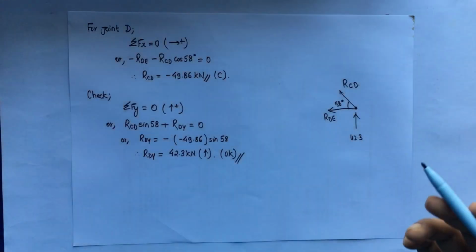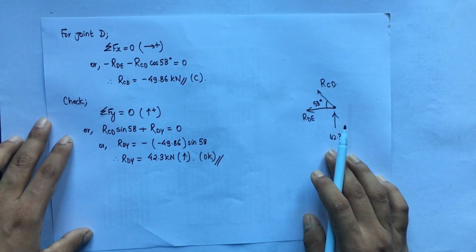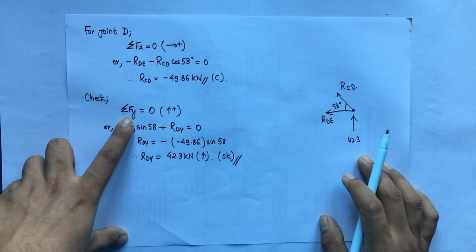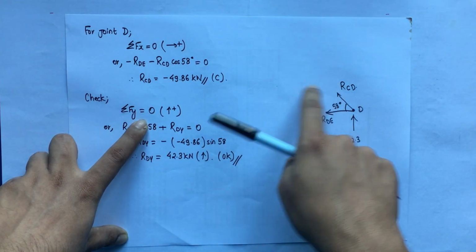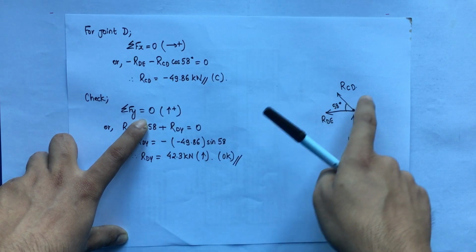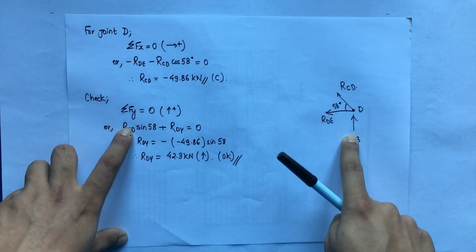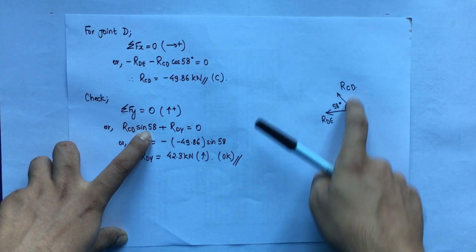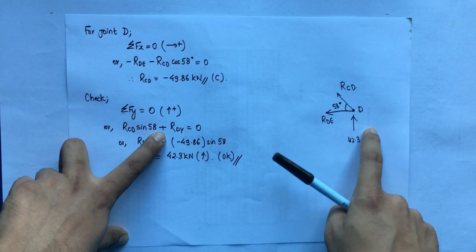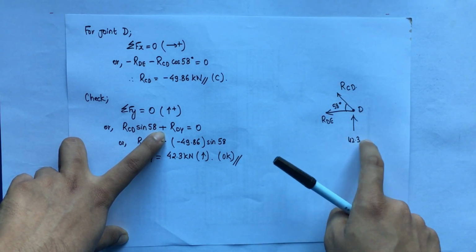Now let us cross check the process that we have done, whether it is correct or not. Here you can see check. We will do summation Fy is equal to 0 considering point D. With the help of the member force that we have computed from joint A, we will cross check the value at D. So summation Fy is equal to 0, taking the normal component, RCD sine 58 upward positive plus RDY is equal to 0. This value should give the reaction that will develop at point D.